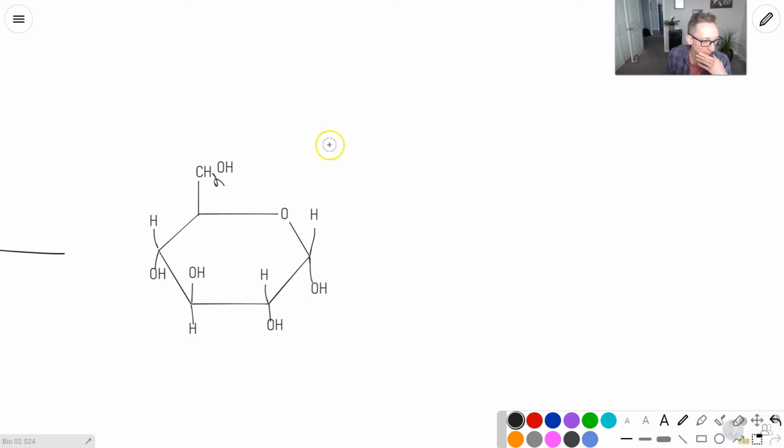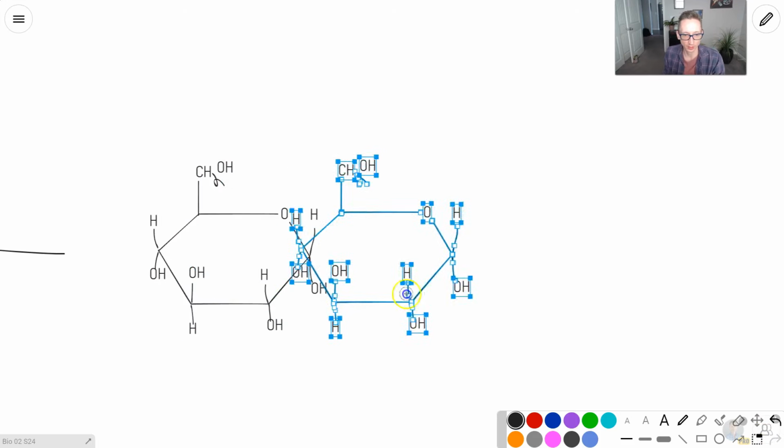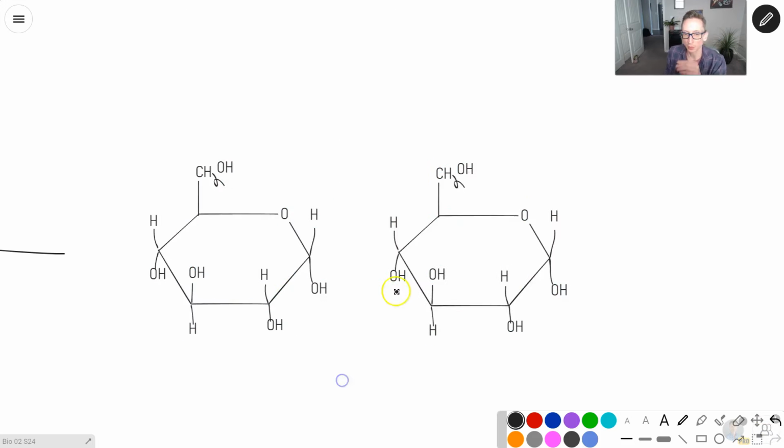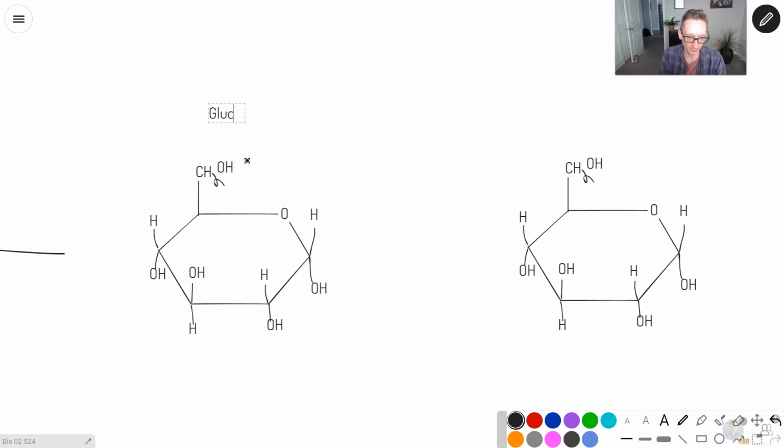And you can see that if we then have another one of these glucose molecules, this is where we could pull our hydrogen and our hydroxyl group from to make a dehydration reaction to link these together. And we can link these together in a lot of different ways. Look at all these things dangling off. So this would be a glucose molecule.